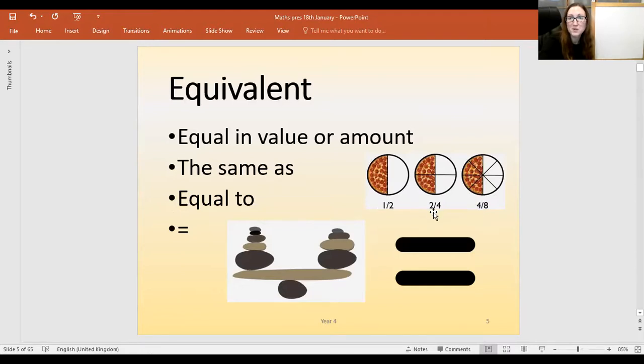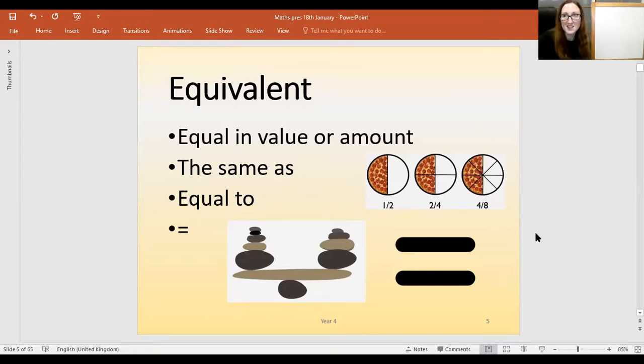So a half is equivalent to 2 quarters, is equivalent to 4/8. And again, we represent that with our equals symbols, meaning the same as. Okay, let's keep that in mind because we're going to be looking for equivalent fractions today and also drawing them out on our bar models.